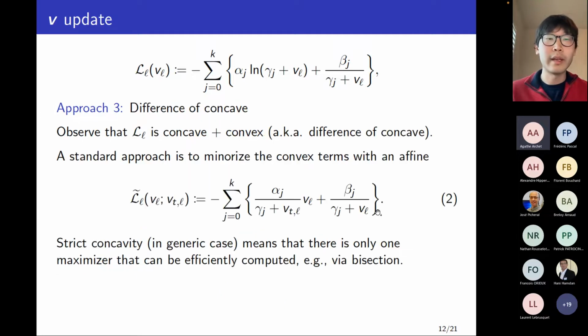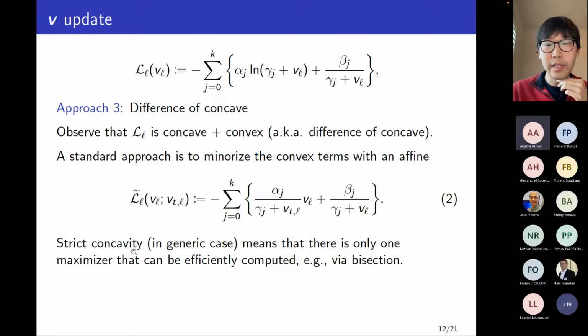Okay, and then now the third approach is to observe that this is actually a concave plus convex objective, also called a difference of concave objective function. One of the standard approaches for handling difference of concave functions is to minorize the convex term with an affine function. Here we've done that. We're going to minorize this negative natural log with this affine function, and we're minorizing at the current point VTL.